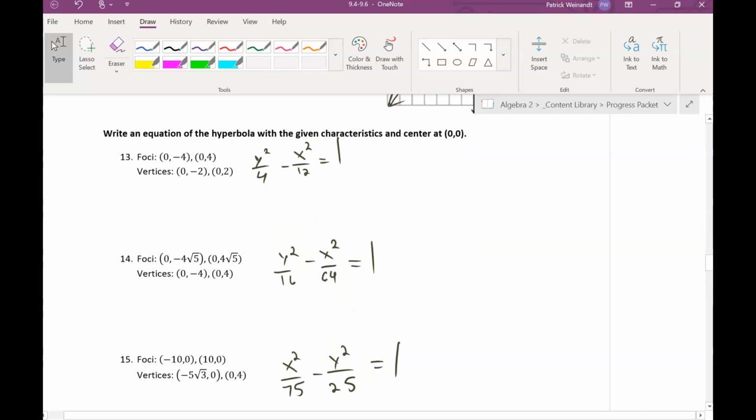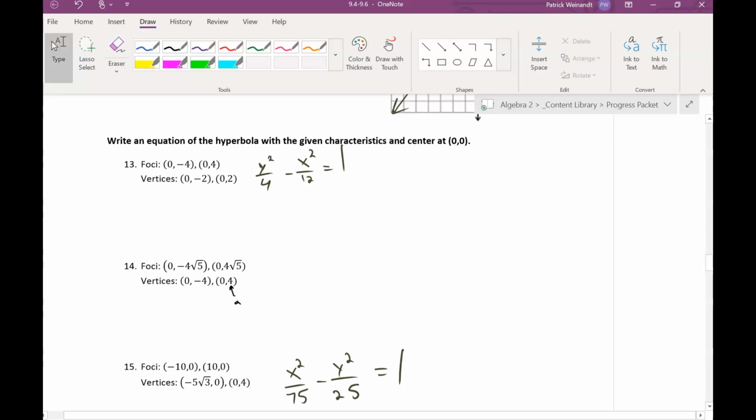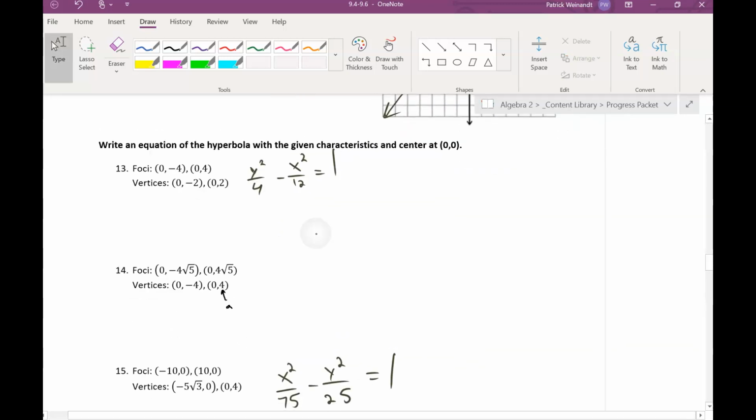We want to write an equation of the hyperbola with the given characteristics and center at 0, 0 again. So we are given the foci, 0, negative 4 root 5, and 0, 4 root 5, and the vertices, 0, negative 4, and 0, 4. We know that this corresponds with our a value, and we know that the foci correspond with our c value.